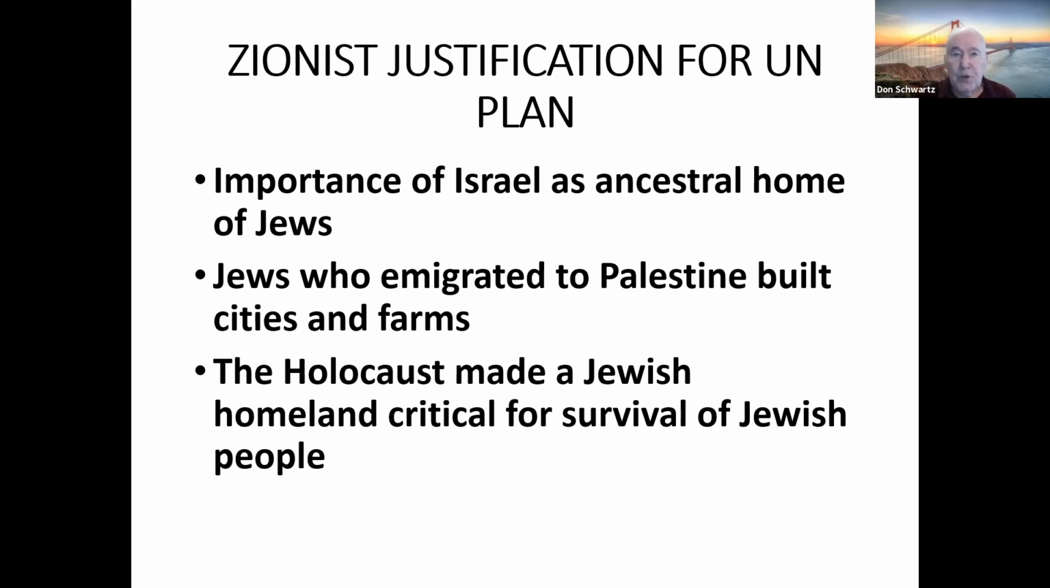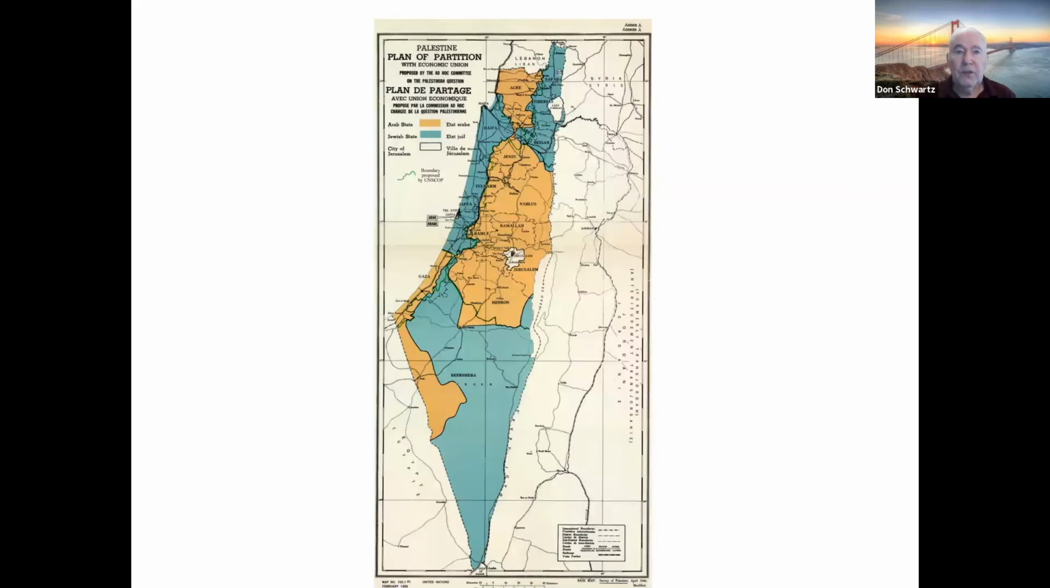The proposed Jewish state was in 3 scarcely linked blocks, as you can see. One block here in the northeast, another block along the coast, and a third block in the southern part. And they were connected by the narrowest of corridors, as you can see here and here.